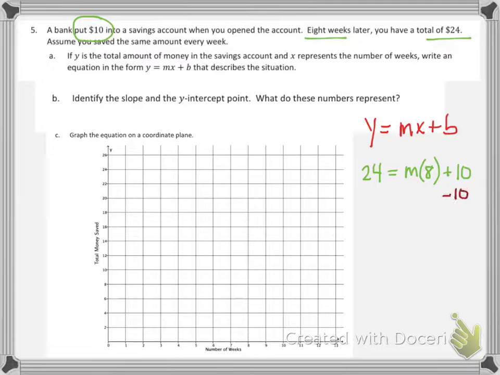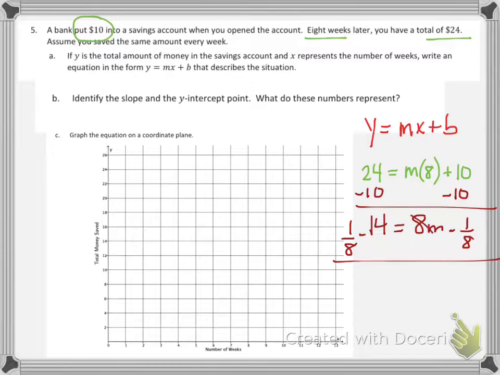So I'm going to subtract 10 from both sides. And that gives me 14 is equal to 8M. And then we'll multiply by the reciprocal to isolate the M. The 8s will cancel, and I get M is equal to 14/8. If I simplify that, divide them both by 2, that would be 7/4. So the slope is 7/4.